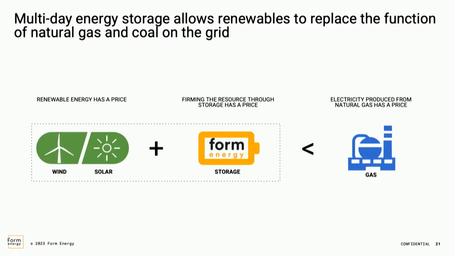So the problem that we're after, again, is a simple equation. I have wind and solar generation technology, and I want to add a battery to that and have it be lower cost than natural gas. So coal was already higher cost than natural gas, so the coal is going to go away. And the real bogey is natural gas. So how do I make this be true?